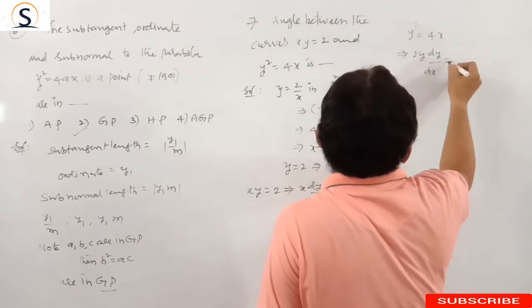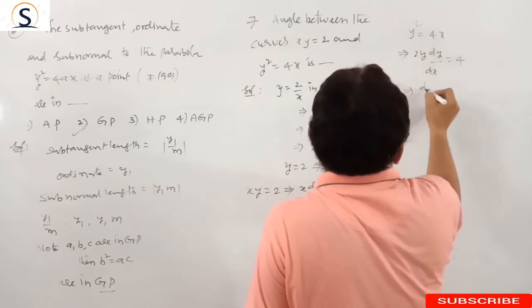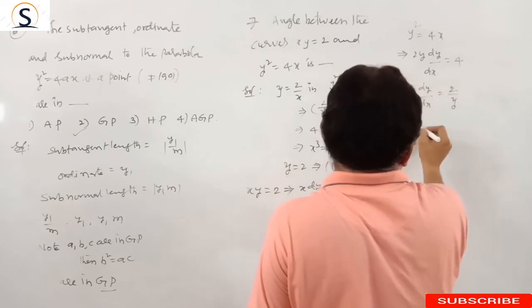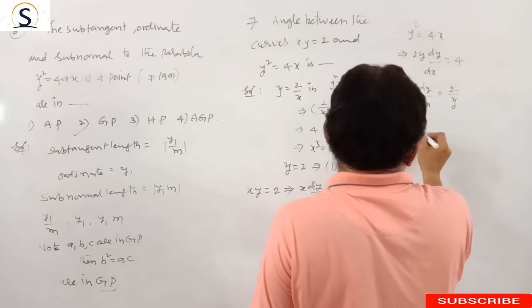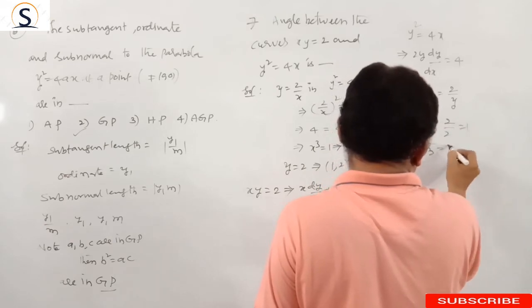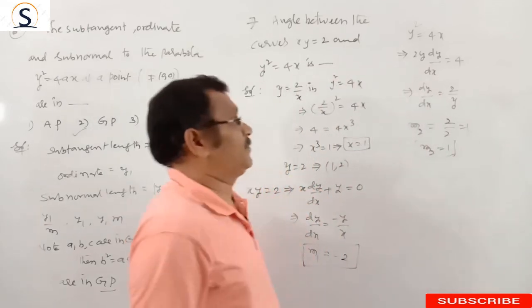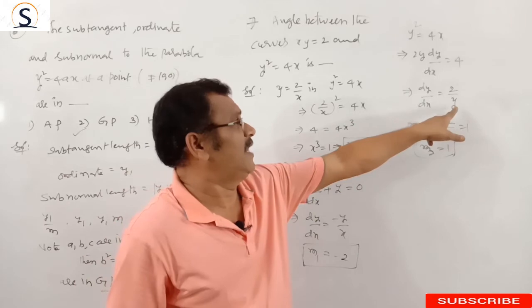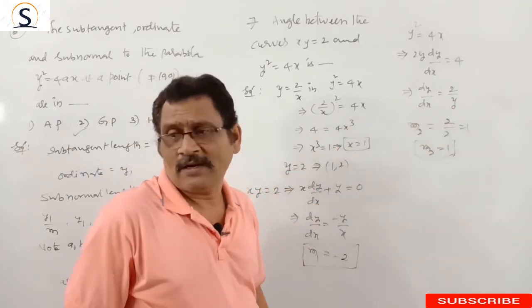2y dy by dx is equal to 4. Then dy by dx is equal to 2 by y. I will call this m2, which is 2 by 2, that is 1. So m2 is equal to 1. Because the y coordinate value is 2, substitute the y value here: 2 by 2 is equal to 1.